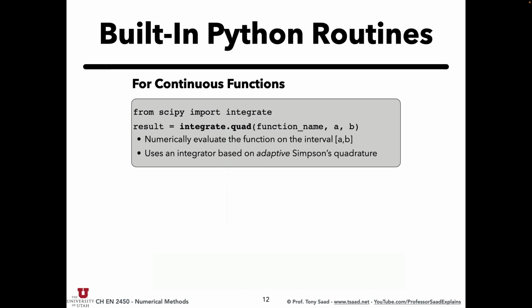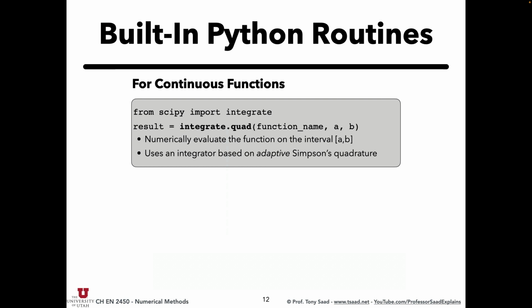And also I want to compare what we are implementing to something that is very accurate and already exists in Python. So for continuous functions, SciPy has a module called integrate. And from integrate, you can call the function quad. Quad stands for quadrature. Okay, so you say from SciPy import integrate, and then you call integrate.quad. That's the quadrature subroutine in SciPy.